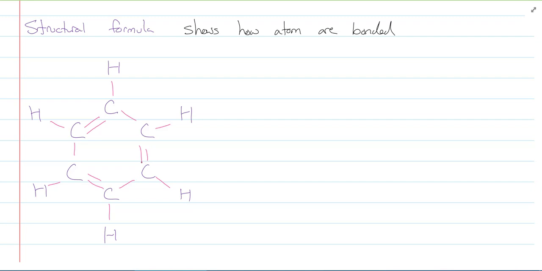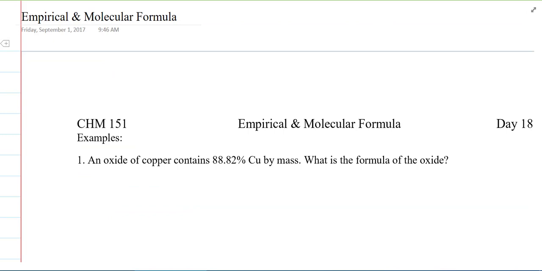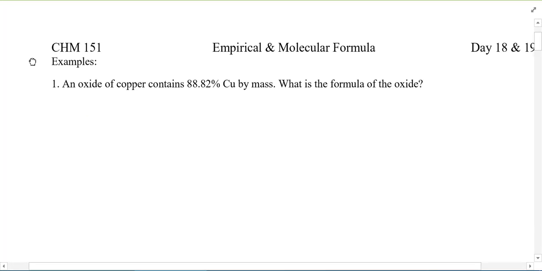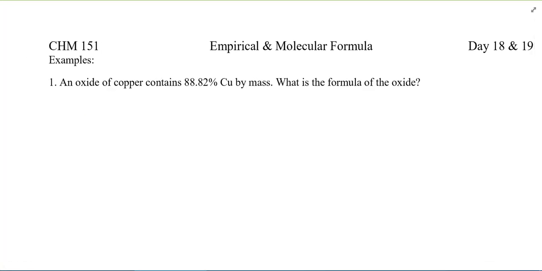So let's start. Number one, you have an oxide of copper. Well, what are my two elements? Cu and oxygen. Cu and O.